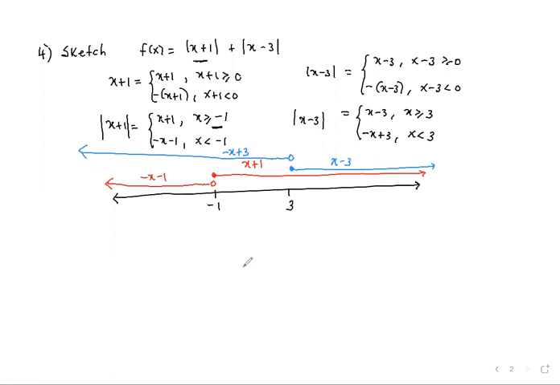What we want to do now is count how many intervals we have. We have the first interval, x less than -1. The second one is from -1 to less than 3. And then the third one, starting from 3 and going this side, so x is greater or equal to 3.